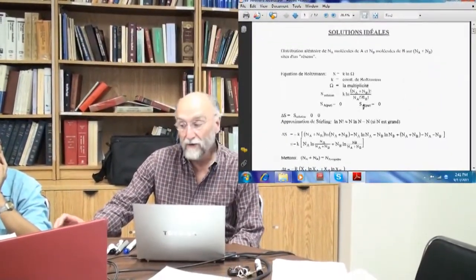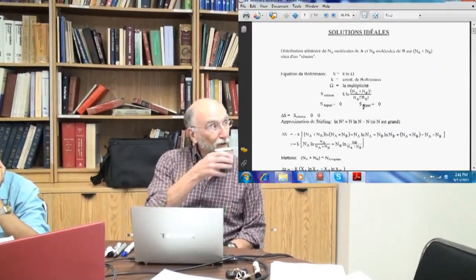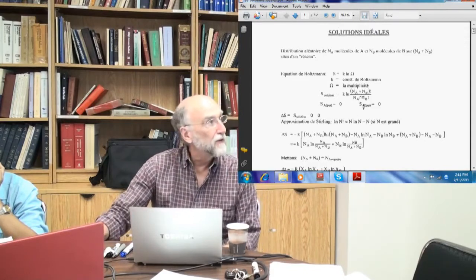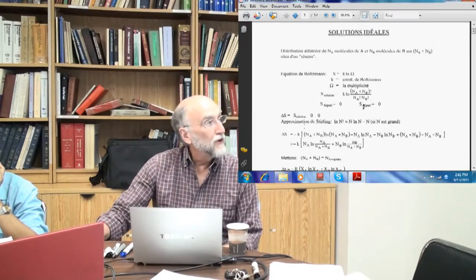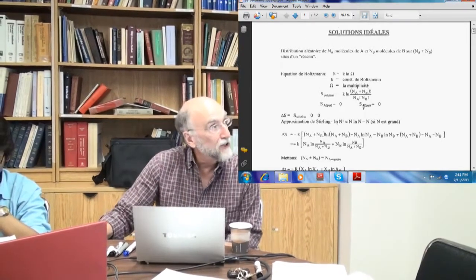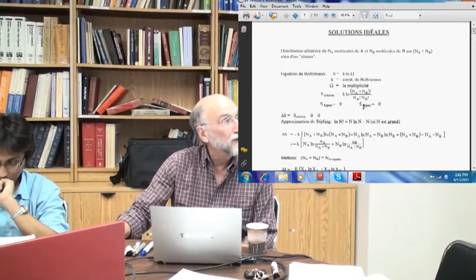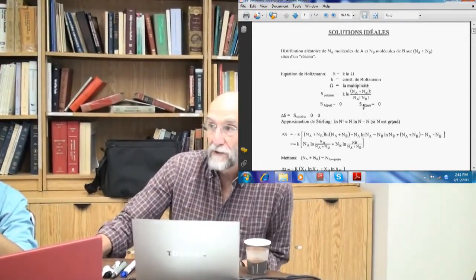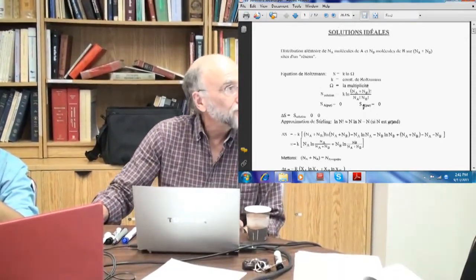So now Na and Nb are extremely large. They're of the order of 10 to the 23rd. We're talking about a mole. So we can use Stirling's approximation. Stirling's approximation is just mathematics. The natural log of factorial n is approximately equal to n ln n minus n if n is very large. Okay, so we can use that mathematical formula.